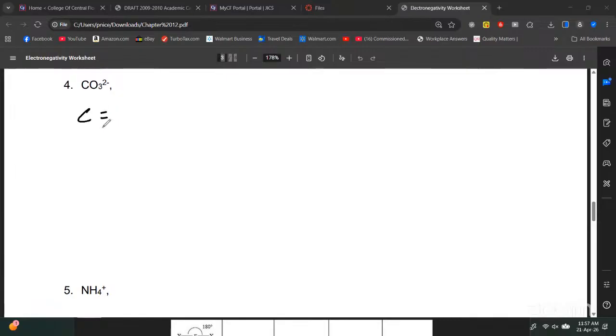Valence electrons for carbon. Okay, carbon is what? Carbon is 4. Okay, good. Oxygen is what? 6, times 3, 18. Now, I don't remember if I told you about this here.